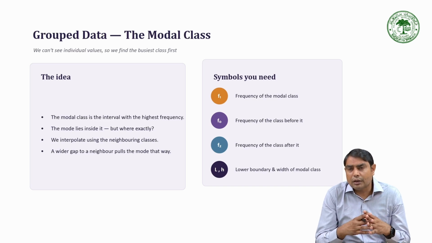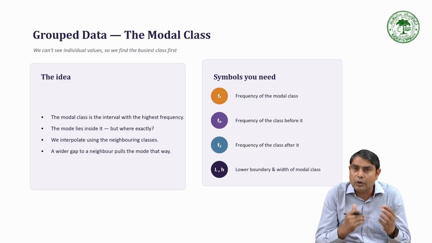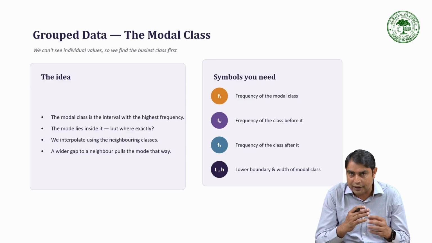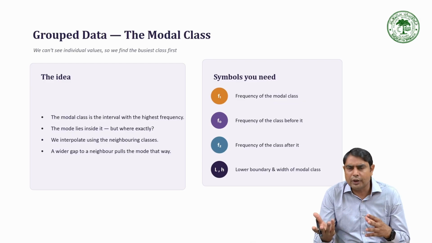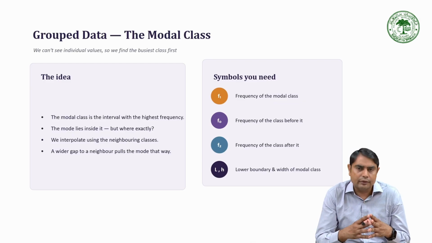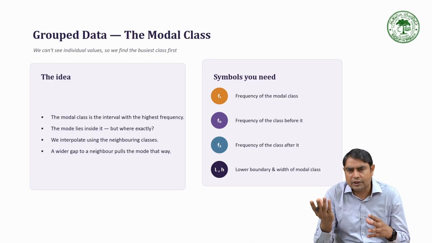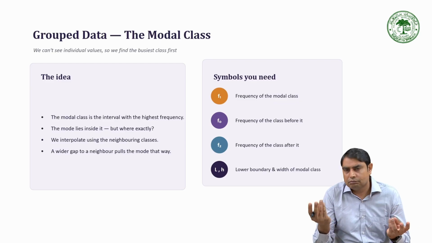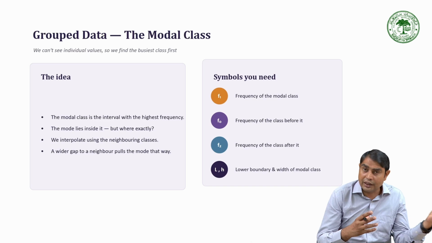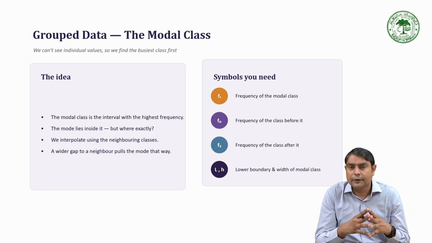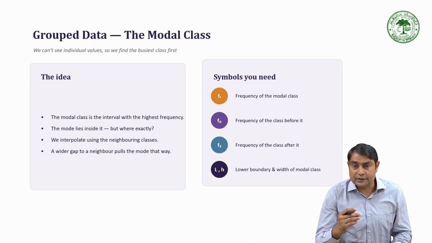But if I want to find out the exact value for the mode, then we need to interpolate it, like we have done in the case of the median. And how do we interpolate it? We have to use the two neighboring classes for it, right? The larger the gap in the frequency to the neighbor, the more the mode gets pulled away towards it, right? So what is the formula?